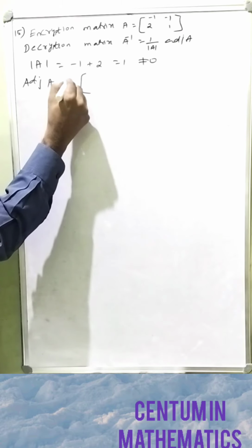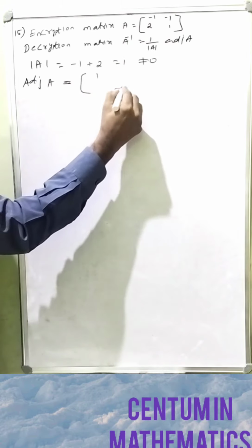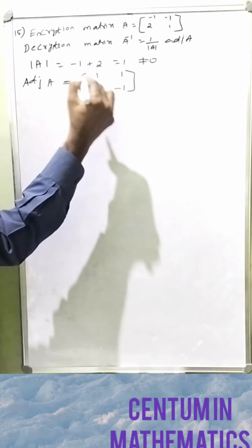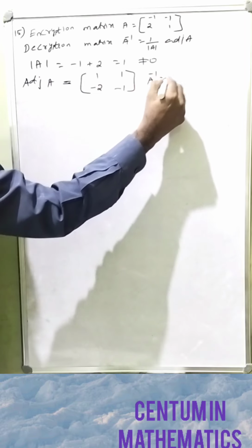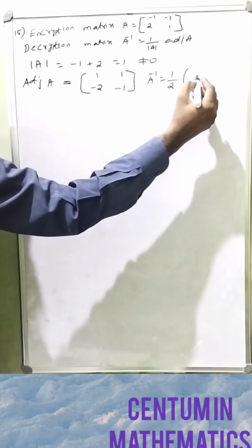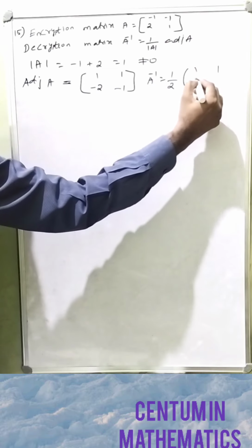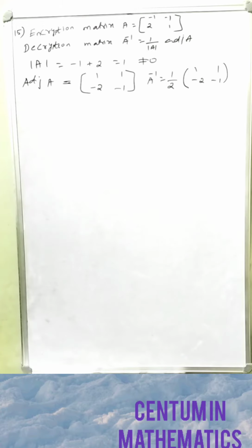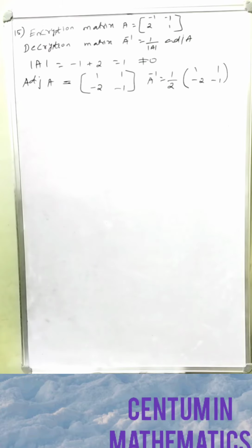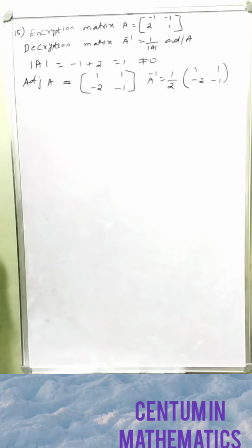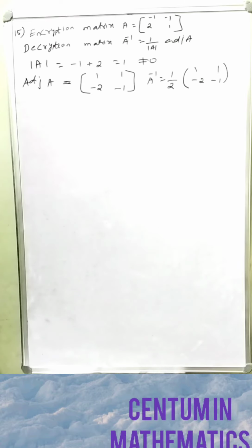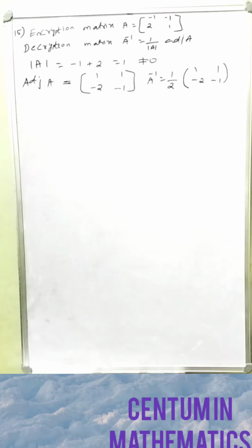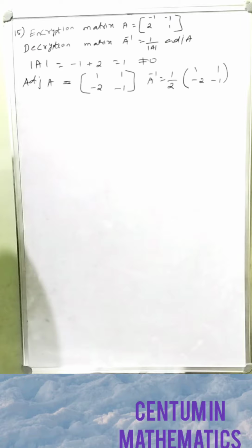Interchange the first diagonal, 1, minus 1. Change the sign of the second diagonal, minus 2, plus 1. So A inverse we get 1 by 1 into 1, 1, minus 2, minus 1. A inverse is called the decryption matrix. A is given, that is called the encryption matrix, and A inverse is called the decryption matrix. With the help of A inverse, we get the given message.